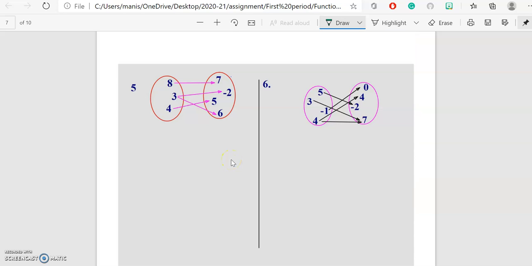Now in this question over here, this is a mapping diagram. First values are your domain and second values are your range. So let's look at 8. 8 is only paired with 7, but when you look at 3, 3 is paired with -2 and 3 is paired with 6. So now if I'm writing this as an ordered pair, it will look like this: 3, since it is paired with -2, and 3, it is paired with 6, and it is your 4, 5.